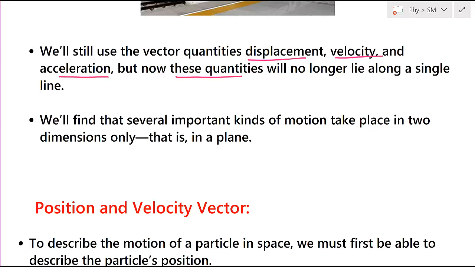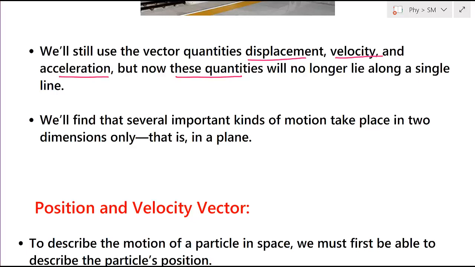So we summarize: if you have motion in a plane, we call this two-dimensional motion. There are different kinds of motion possible. You can have projectile motion, you can have circular motion, you can have three-dimensional motion. An example is spiral motion.